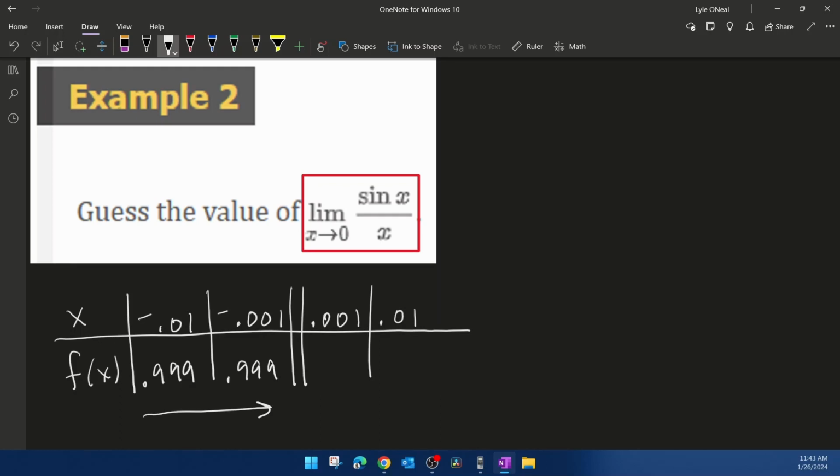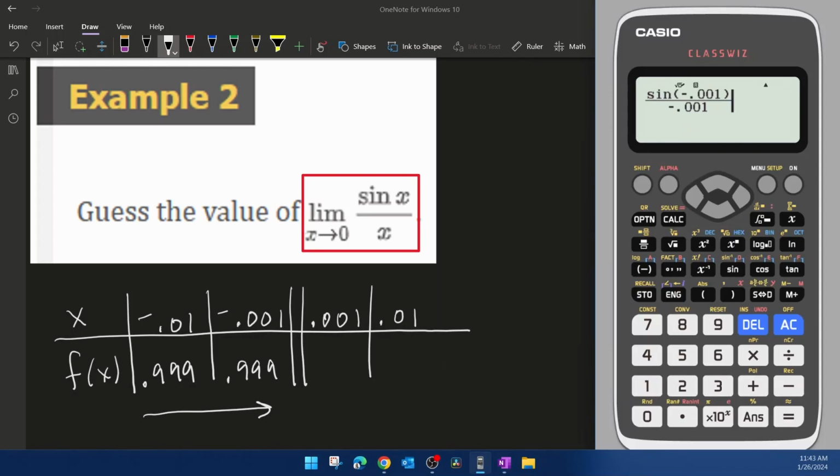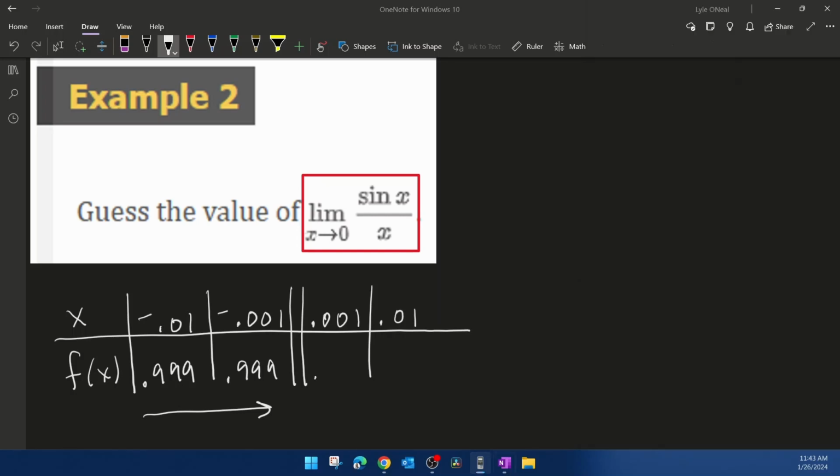Let's see what happens as we come in from the right. Editing our value to get rid of the negative, we get the same answer. Okay, so it appears that we have symmetry coming in from both sides. So what does it appear that we are approaching? Well, 0.999 repeating is going to be 1. So this limit appears to be 1.